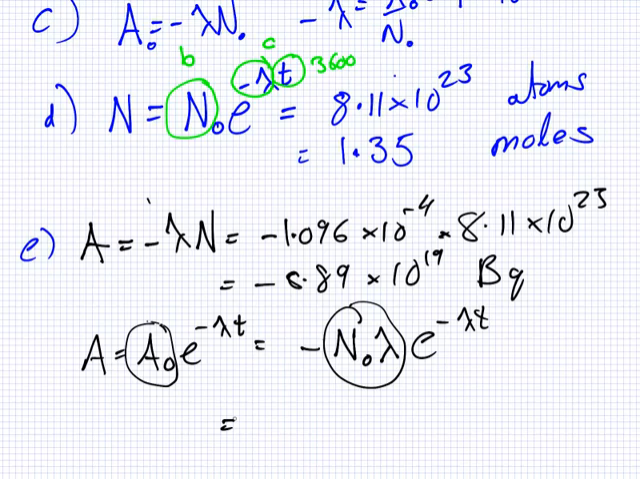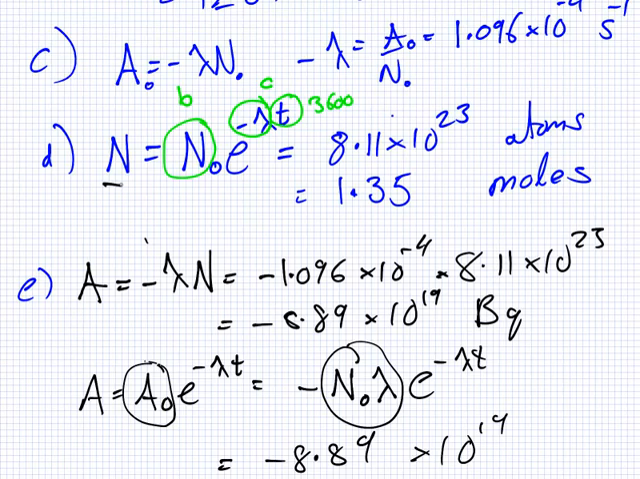What was the N0? What's the N at the start? 10 to the 23, isn't it? Okay, and what's the lambda? Minus 1.096 times 10 to the minus 4 times e to the power of minus 1.096 times 10 to the minus 4 times 3600, and I got exactly the same answer. Minus 8.89 times 10 to the 19. So it doesn't matter which formula you use, you get the right answer if you use the calculator correctly. Steven, in question D, you told me N0 equals N at the start only. Yeah. And then after 1 hour, you use the same N.